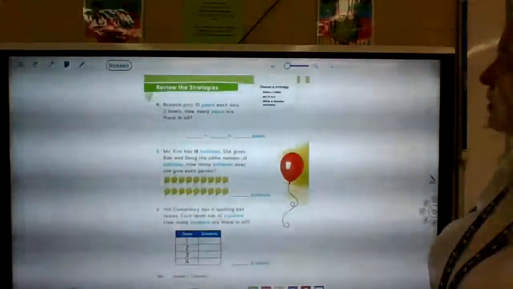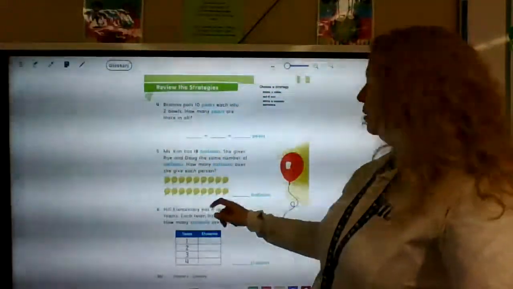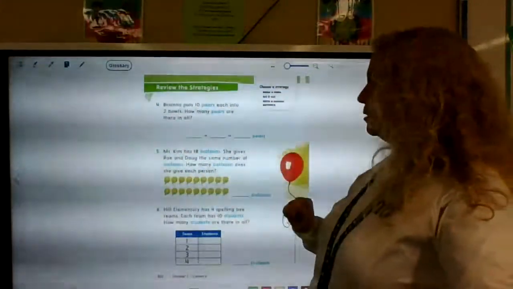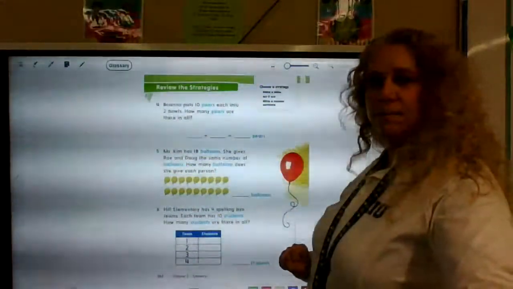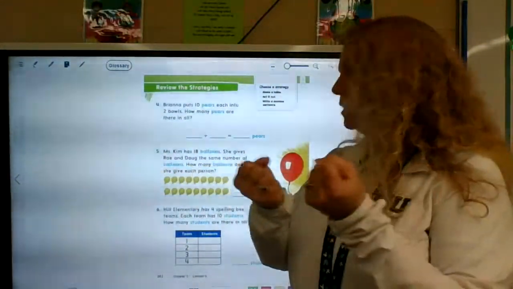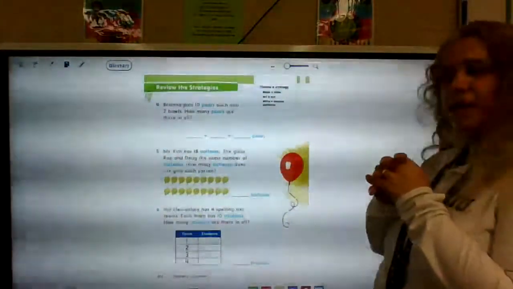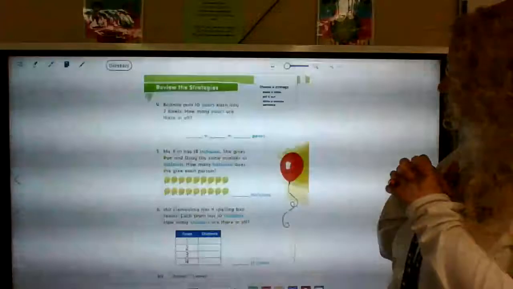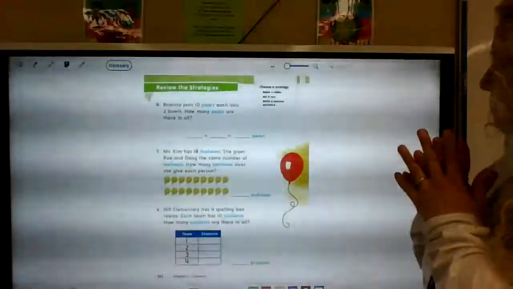Okay, number 5. Ms. Kim has 18 balloons. So they have 18 balloons here. She gives Ray and Doug the same number of balloons. How many balloons does she give each person? So how many does Ray get and how many does Doug get? And they get the same number. Figure out how many they each get. Write your answer there. Okay, pause me if you need to.